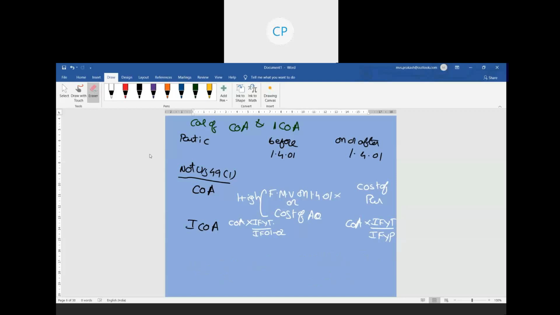Now let us take the next case. You are acquiring the asset under section 49 subsection 1. Then how do I determine the cost of acquisition, and the indexed cost of acquisition? As we have discussed earlier, just take note of this, then we'll move on to this particular scenario.